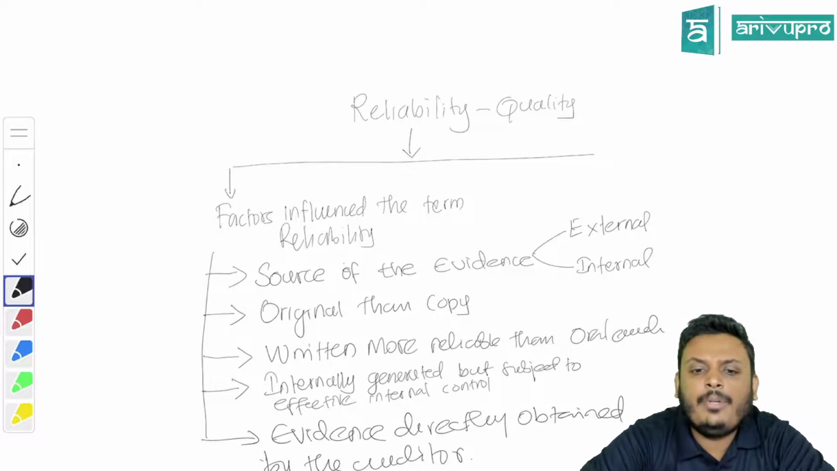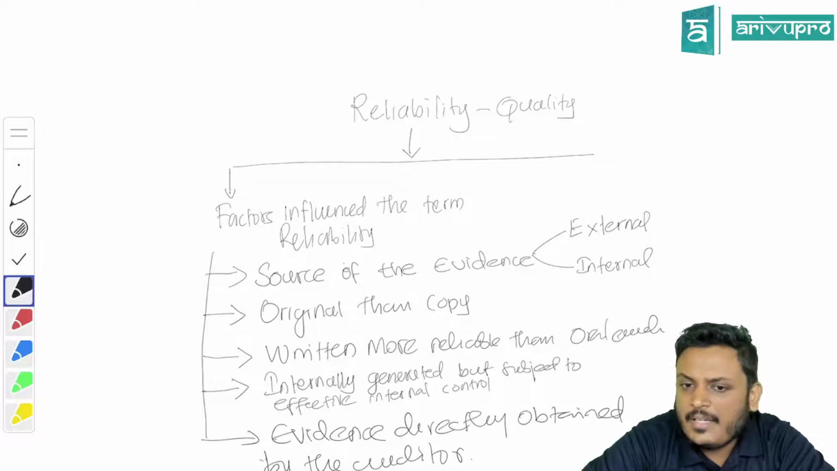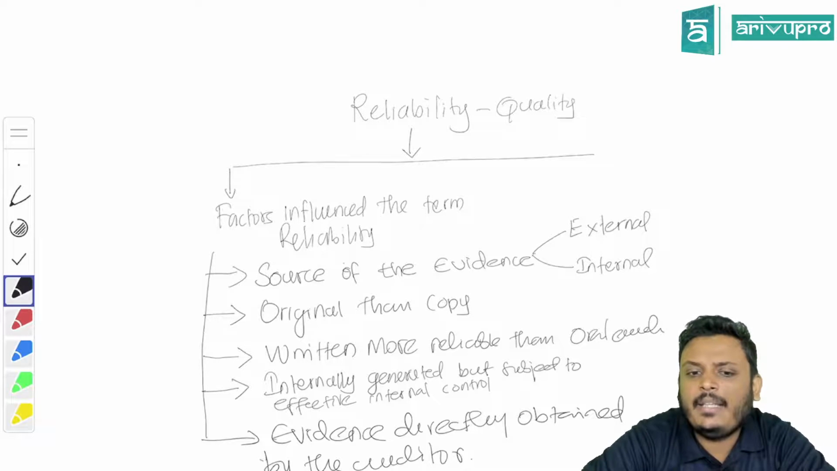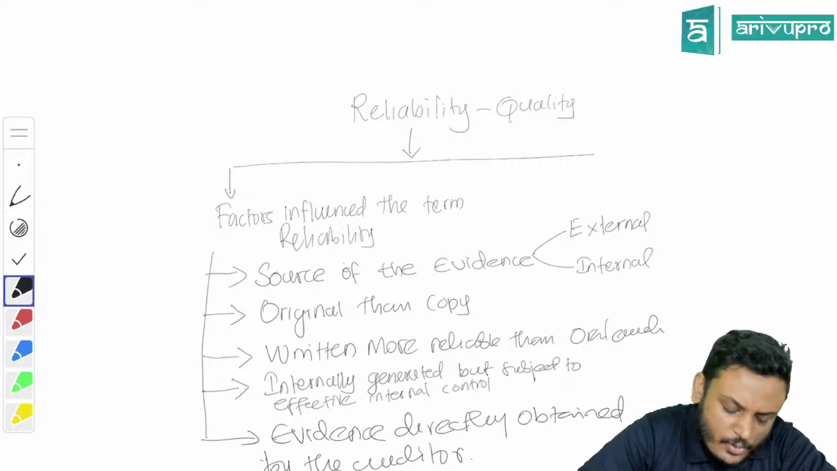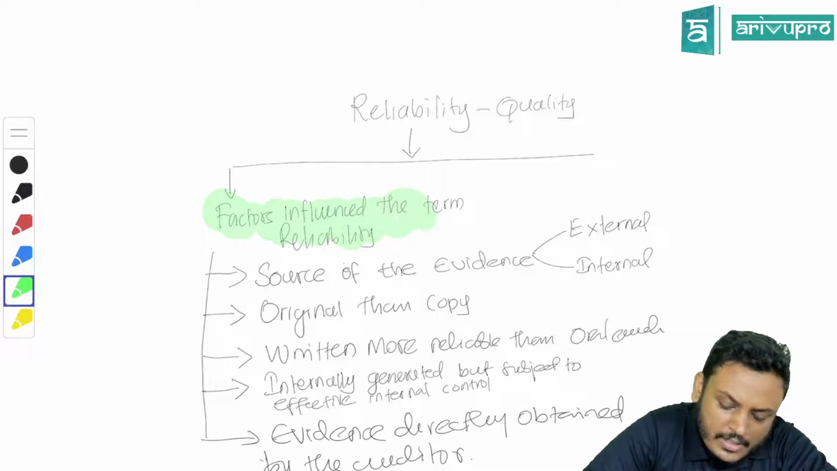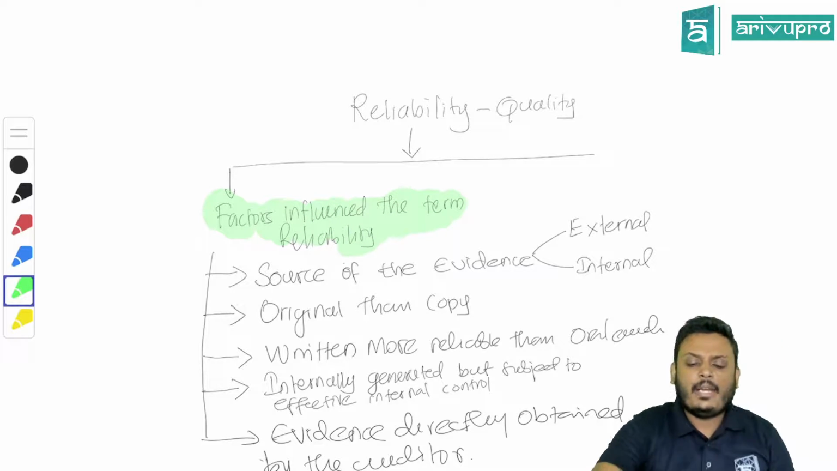Evidence directly obtained by the auditor. If suppose the evidence is directly obtained by the auditor, that evidence is more reliable than the evidence received from the management. So these are the factors which influence the reliability. So you should know the summary very well.